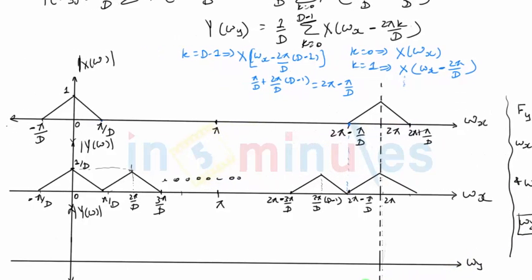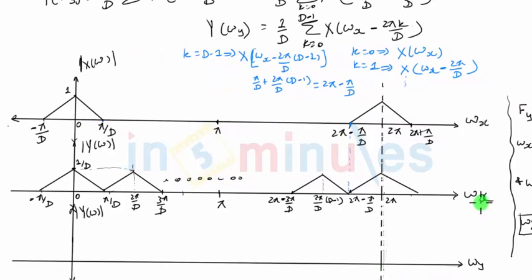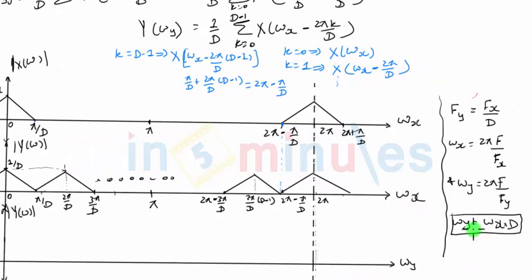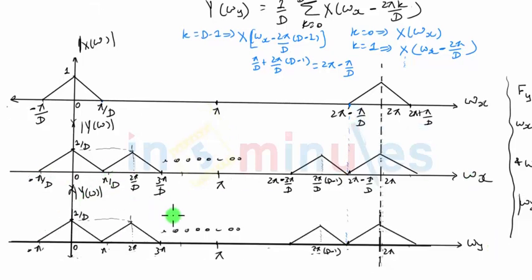We have got the waveform with respect to omega x, and now we want to convert it to omega y. So how will that be possible? All we have to do is multiply the omega x axis by d. So when I do that, I'll get exactly the same spectrum as it is. The only difference will be that the entire omega x axis will be multiplied by d. So this is how the new y of omega with respect to omega y will look like. We have multiplied omega x by d.